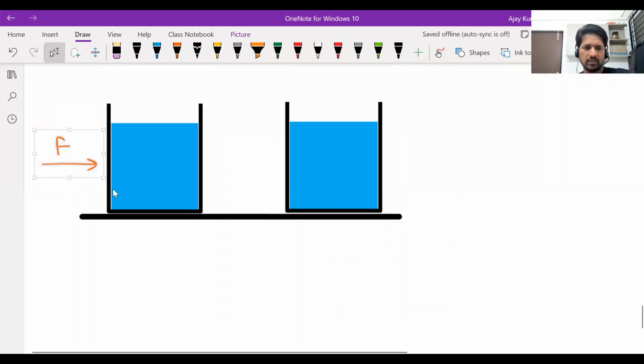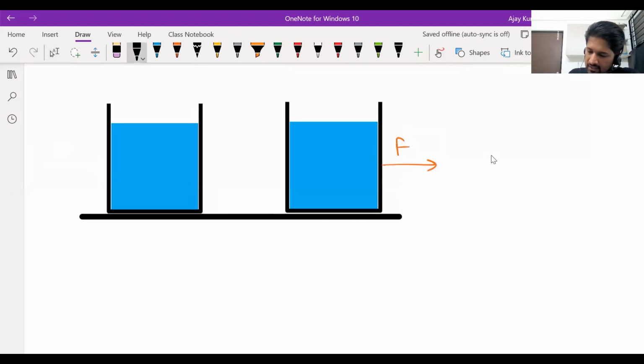So if you exert a force and accelerate the tumbler, let me show the force on this side itself just to avoid confusion. Will the free surface of the liquid still remain horizontal or will it tilt? We are accelerating it horizontally. So the free surface will tilt. Which way will it tilt?